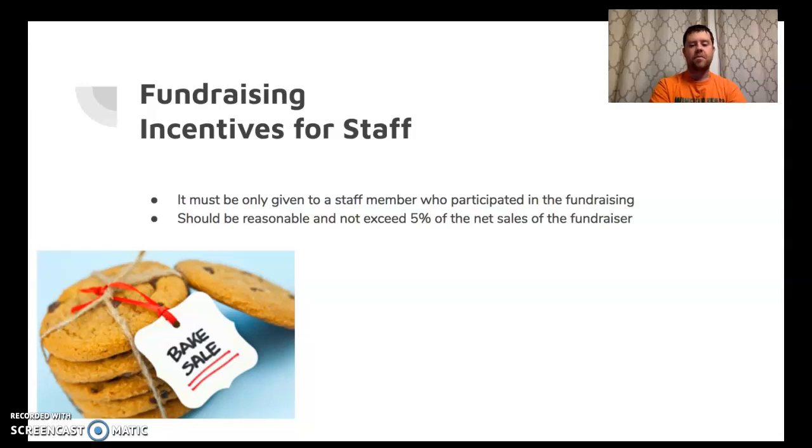Fundraising incentive for staff. A lot of people probably aren't aware that there are incentives for some of these fundraisers. But they must be given to staff members who participate in the fundraising, and they should be reasonable and not exceed 5% of the net sales of the fundraiser. My FFA chapter, once again, sells sites, fruit, and meat products, and that company specifically has an incentive program for ag teachers and FFA advisors. And you get points, which equal money, based on how well your students do on the fundraiser, and you can bank them away every year and cash out whenever you want.